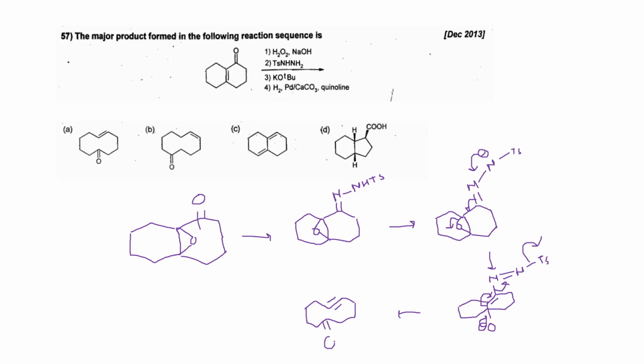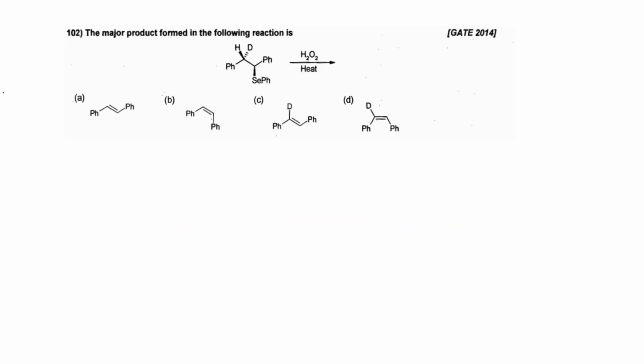Now if you treated this with H2, Pd, calcium carbonate and quinoline, it will undergo a partial reduction. This triple bond will be partially reduced to give this as our product. Okay. Understood? Let's go to the next one.